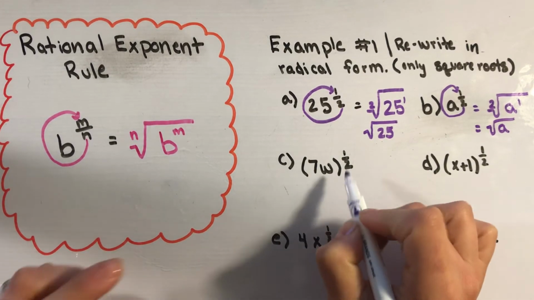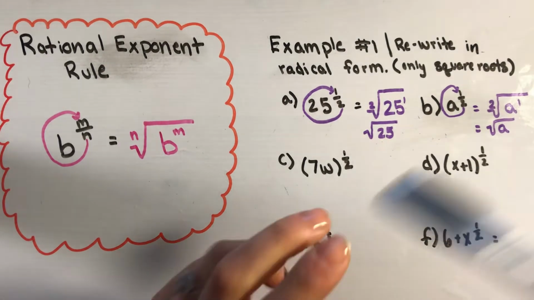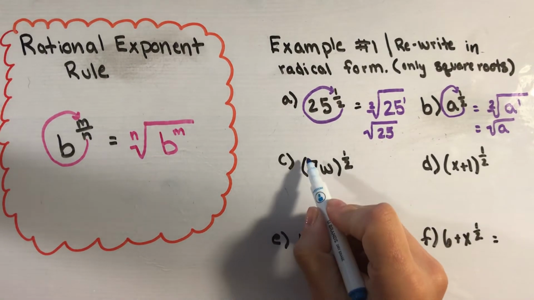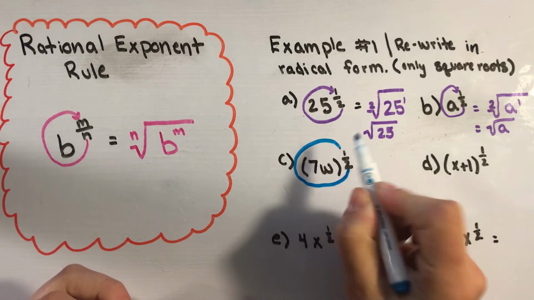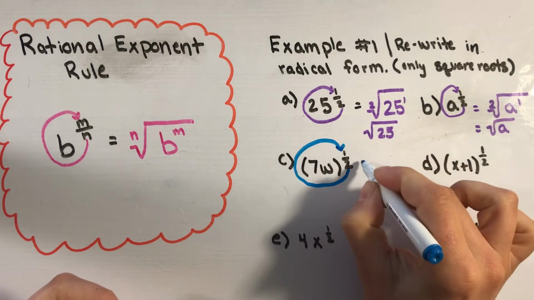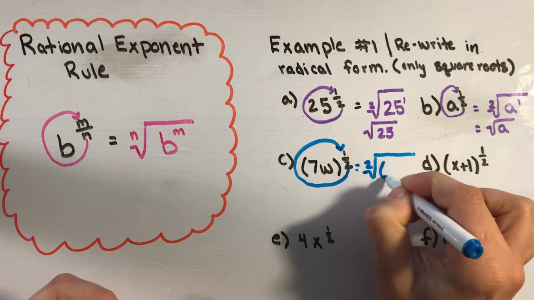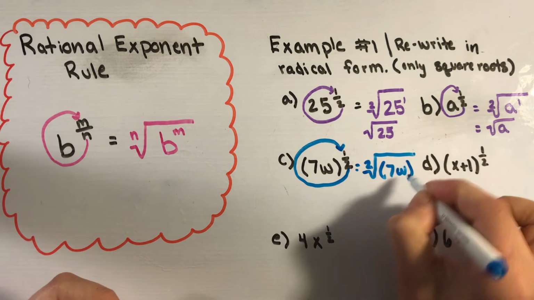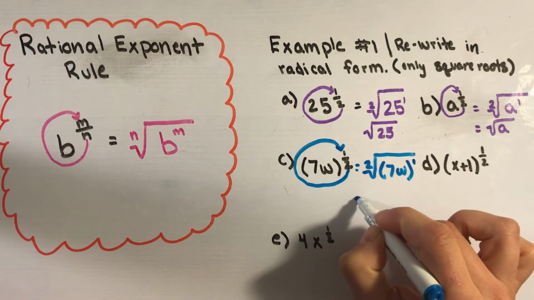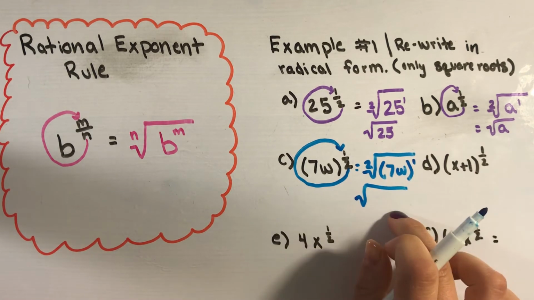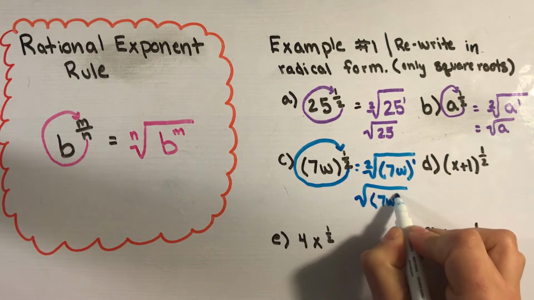This one's a little more unique because we have parentheses here. With parentheses, you want to make sure that the whole parenthesis set is included. So you're going to loop the whole thing with it. You're going to get the root 2 again, and then parentheses 7w to the first power. We can rewrite that as just the radical of 7w to the first. I'm going to leave that in parentheses. I don't need that 1 there.